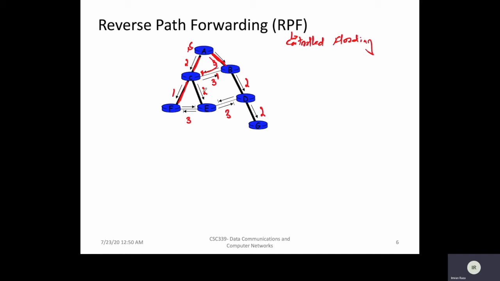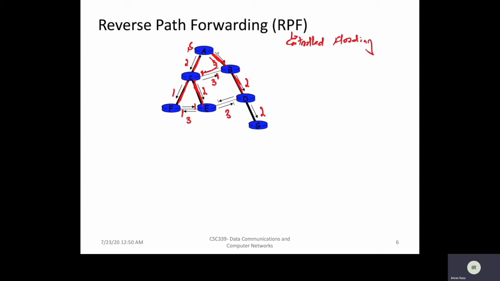Okay, and similarly, here E will process a packet if it is coming using this path, which is the shortest path back to source. And anything that is forwarded by E to F will not be processed, and anything that is being forwarded from F to E will not be processed or forwarded on the outgoing ports.